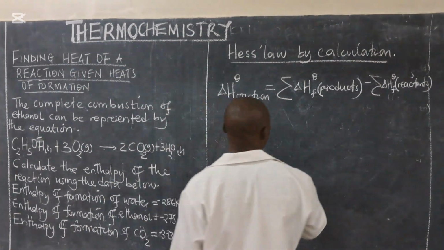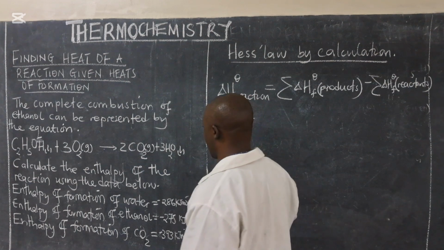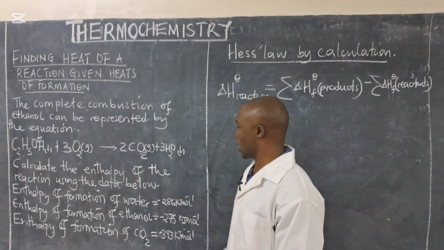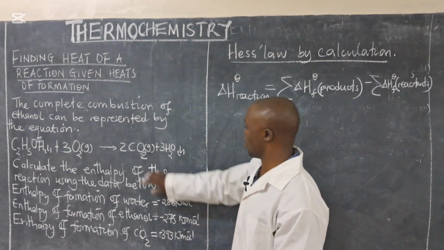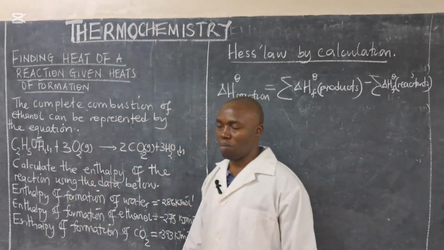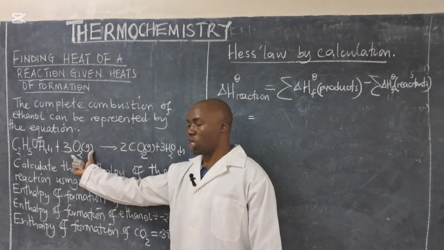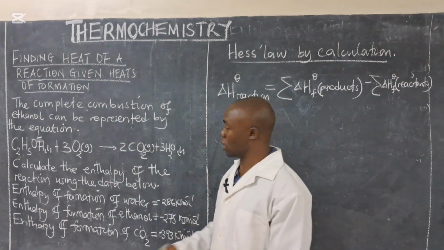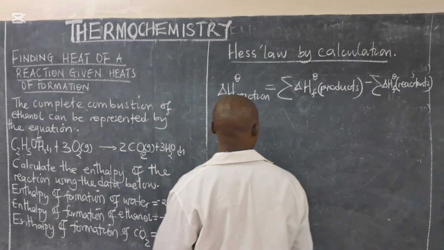Now let's look at the question here. What are our products there? Our products are carbon dioxide and water. So we are going to sum the heats for this and this, then we subtract for that. But keep in mind, the enthalpies of formation of all elements in their standard states or normal physical states are always 0. Let's punch that in there.